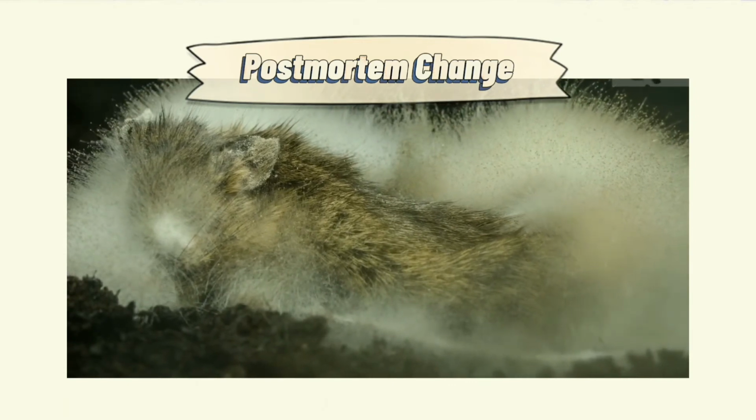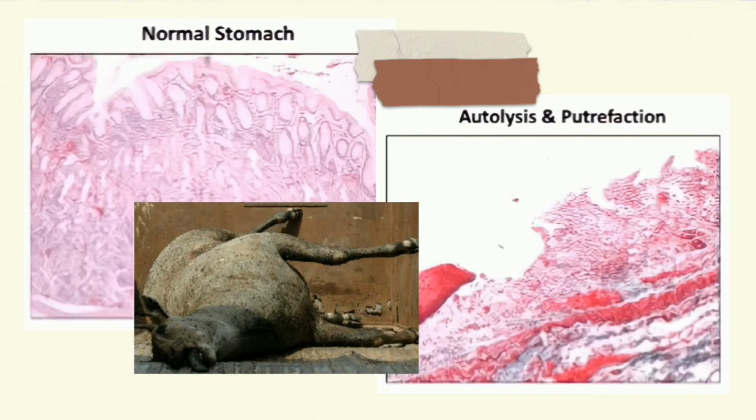So let us proceed to the post-mortem change, which includes autolysis. Autolysis refers to the digestion of tissues by their own cellular enzymes. When tissue is fixed or embalmed, cellular enzymes are inactivated by formalin or alcohol and autolysis is prevented.